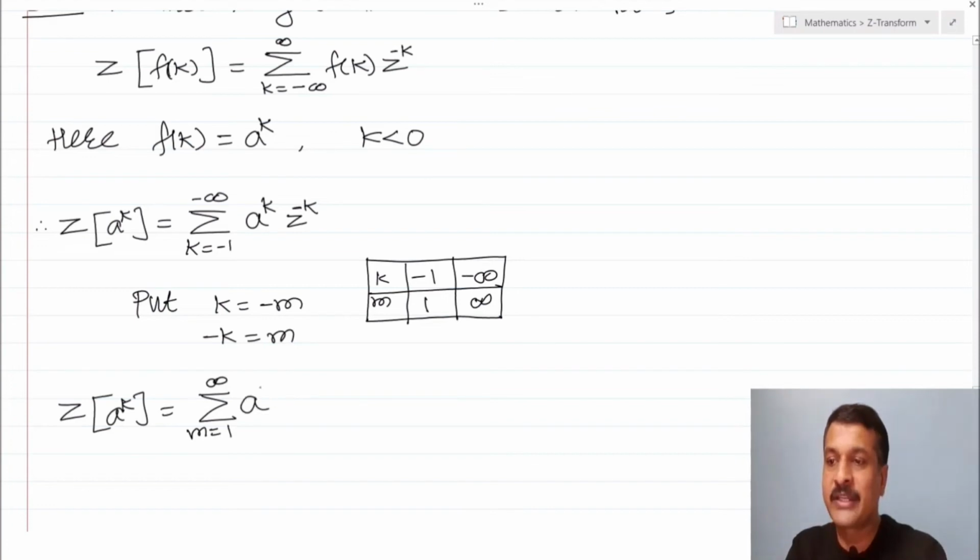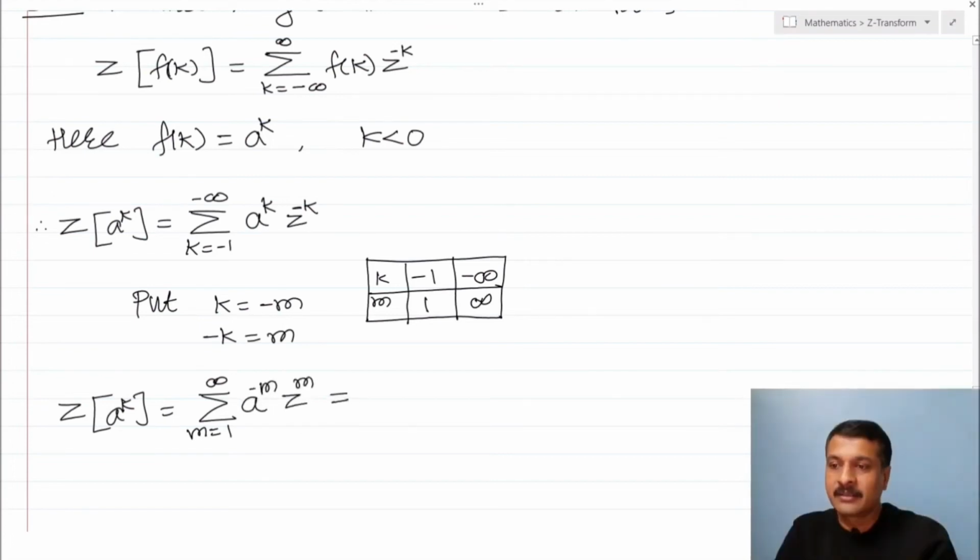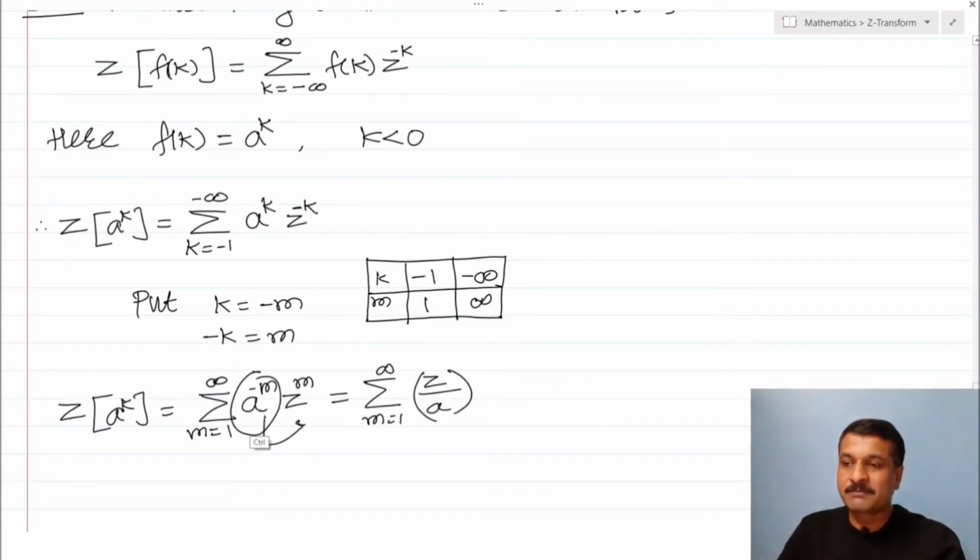A raised to K is what? Minus M, and Z raised to minus K means it is M. The same thing you write in the form of R raised to K, or here R raised to M. So let's see here. Summation M varies from 1 to infinity, Z by A. Note that here this is minus, that is why it is in the denominator now, because the power here is minus M, so in the denominator raised to M.